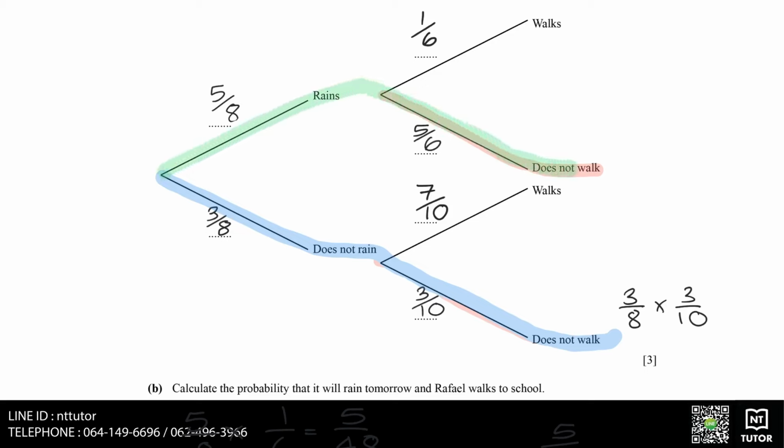he does not walk to school, and the probability of that is the product of the probabilities along the way, so that is 5 over 8 multiplied by 5 over 6. So the probability that Raphael does not walk to school is the sum of the probabilities of these 2 pathways.